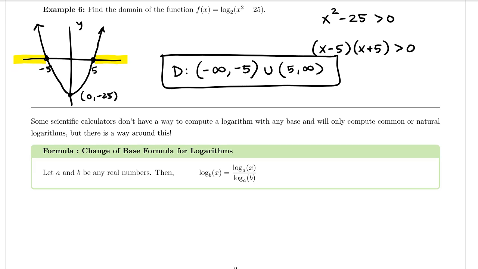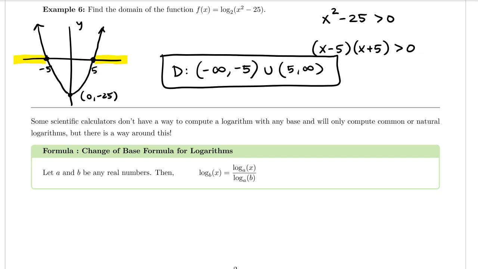It turns out that some scientific calculators don't have a way to compute a logarithm with any base and will only compute common or natural logarithms, but there's a way around this. This is called the change of base formula for logarithms, and it says, let a and b be any real numbers, then log base b of x is equal to log base a of x divided by log base a of b.